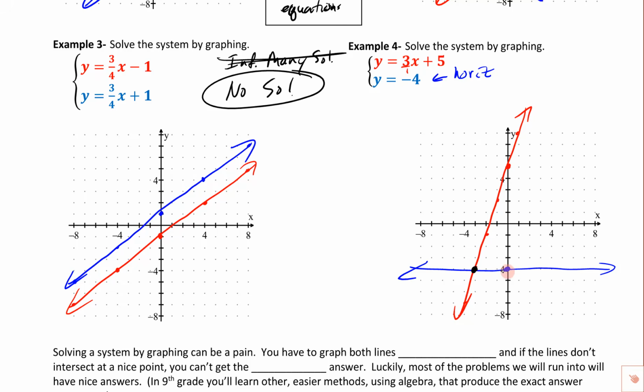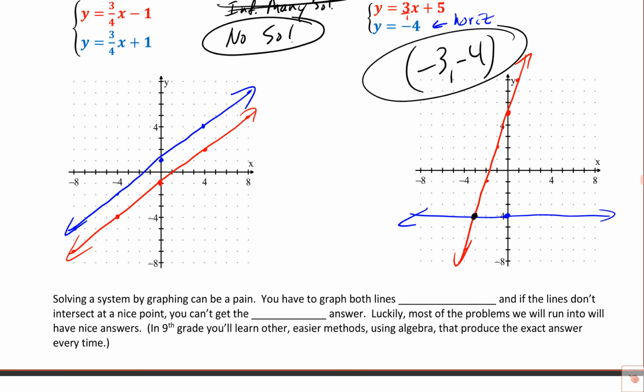Now, it's important to be as accurate as possible. I got a little bit sloppy with this. So let's figure out where this is. We would go back 3 and down 4. So the answer on this one, and again, we're going to write this as an ordered pair, would be -3, -4. Now, there shouldn't be any surprise about this, that the y coordinate is -4, because the only y value that will make this one true is -4. Okay, so keep that in mind.